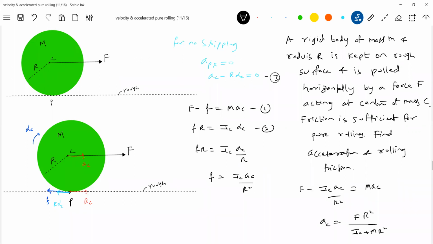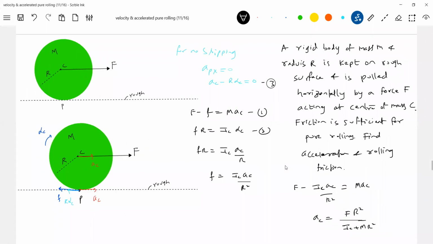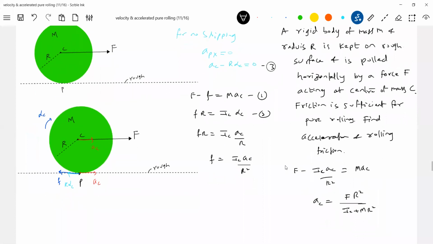Now what is the expression for the friction? This value of a_C, let me substitute here. Then the expression for friction will be f is equal to I_C by R square times F R square by I_C plus m R square. R square gets cancelled. So f is F by 1 plus m R square by I_C. This is the one, you put it like this.